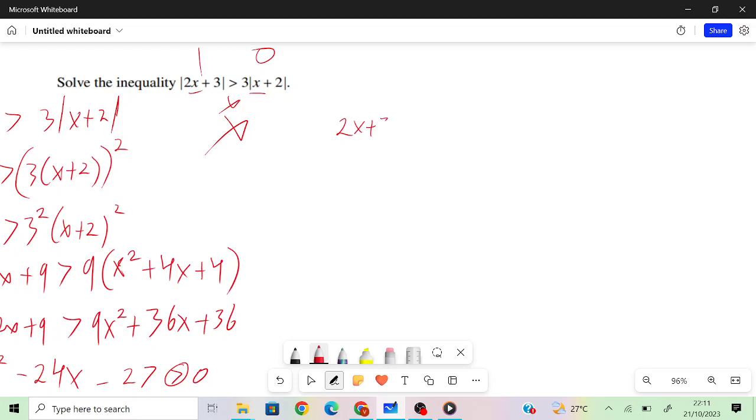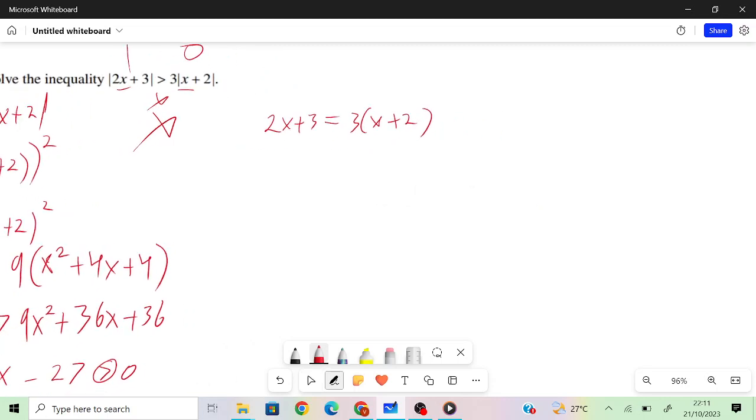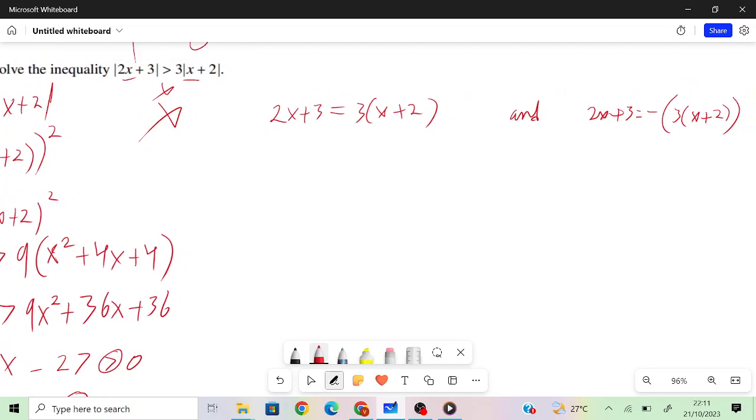You get 2x plus 3 equals 3 into x plus 2. That's your first equation. And then you use another equation, you do 2x plus 3 equals the negative of 3 into x plus 2. And then you solve these two separately for x, obviously. So we have 2x plus 3 equals 3x plus 6. 3x goes over here, we have minus x equals 3, we have x is equal to 3.